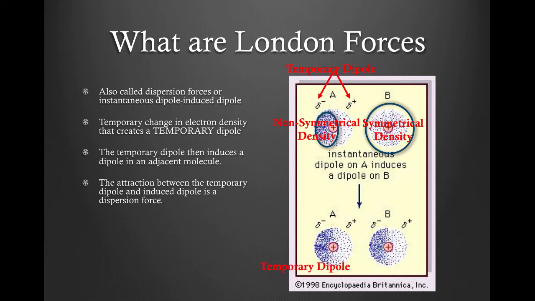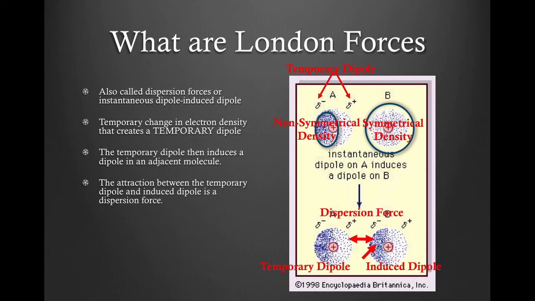And so the temporary dipole will then induce a dipole, and so it will induce a non-symmetrical density of electrons in an adjacent molecule or atom. And so as soon as I have a dipole in both, a temporary dipole and then an induced dipole, in two molecules or two atoms, I can then have a weak attraction between these two temporary dipoles. Now remember, these are not permanent dipoles like we've seen in a polar molecule.